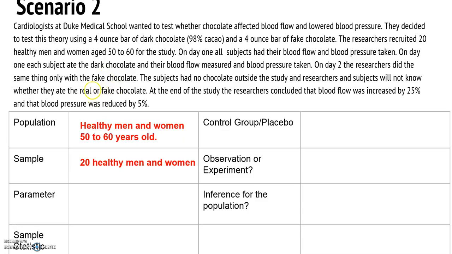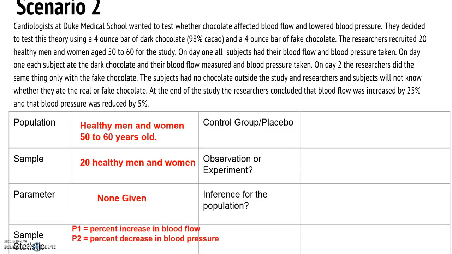Now, keep in mind here that this does not say that they were randomly chosen. So that's going to be important later on. The parameter: we were not given any specific number associated with the population percentage that was increased or decreased, but the population percentage of blood flow that was increased and the population percentage of blood pressure that was reduced is the parameter of interest that we're looking at.